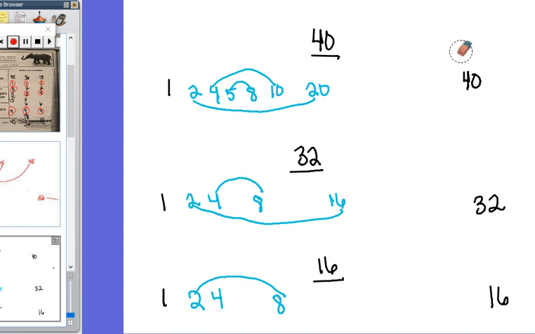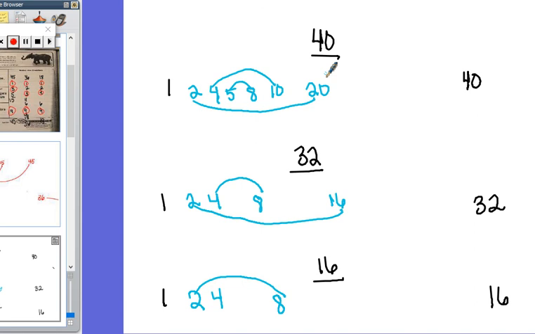Let's see, 6. 6 won't work. 6 times nothing is 40, 6 times nothing is 32, and 6 times nothing is 16. So 7 won't work. Then let's go to 8. There'll be some that work for 8. 8 times 2, I already got that one, is 16.